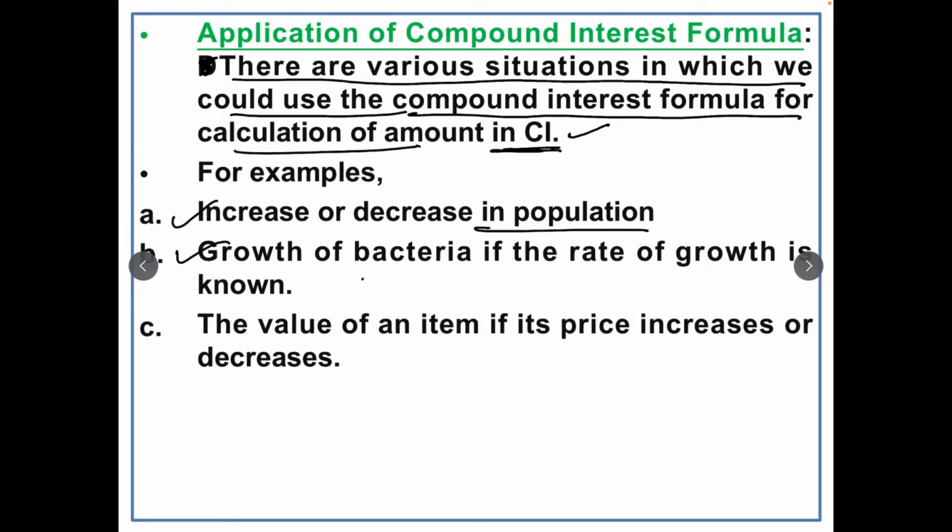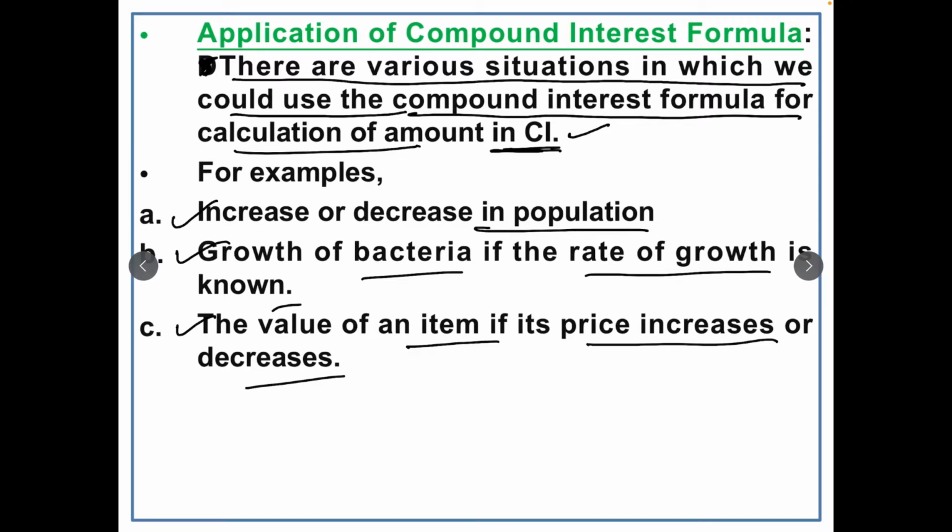Similarly, growth of bacteria: if the rate of growth is known, you can calculate the growth of bacteria if the rate of growth is given to you. Also, you can calculate the value of an item if its price increases or decreases. So you can use the compound interest formula to calculate the amount in various different situations. You will understand this better when we do the questions.